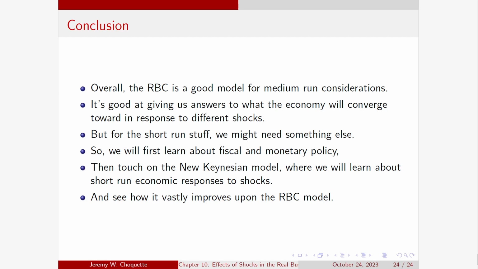So what are we going to do next? Well, we're going to learn about fiscal and monetary policy. Once we're done with that, we're going to move on to the new Keynesian model, where we're going to learn about short-run economic responses to shocks. And then we're going to really see how it improves on the RBC model. Because it improves on the RBC model, we can then extend it to look at other real-world events, things like the financial crisis of 2007, 2008, and maybe if we have a little bit of time, we can also touch on the COVID-19 pandemic, because they're all pretty interesting.